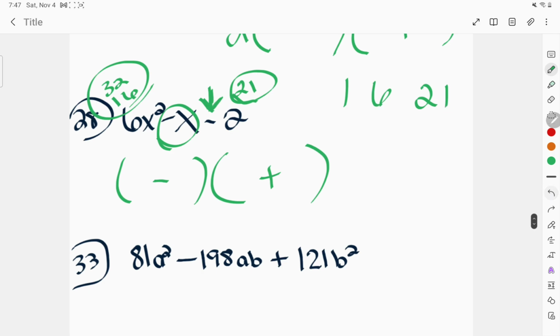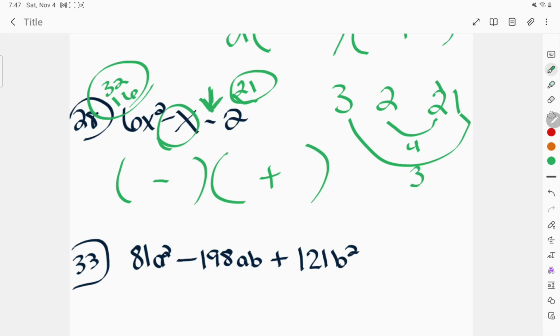And if I were to do it the other way, 6 times 2 is 12, 1 times 1 is 1, still does not give me 1. But if I do 3 and 2 and 2 and 1, so 3 times 2 is 6, 2 times 1 is 2, so that's not going to work. We already established 6 minus 2 is not 1. But 2 times 2 is 4, and 3 times 1 is 3. And when we subtract those, it does give me 1.